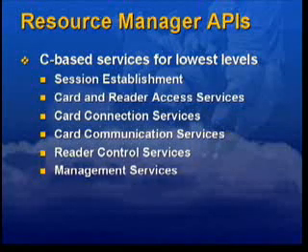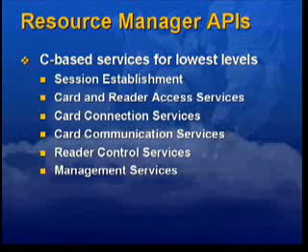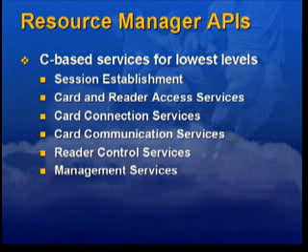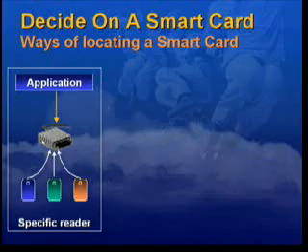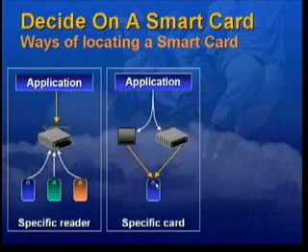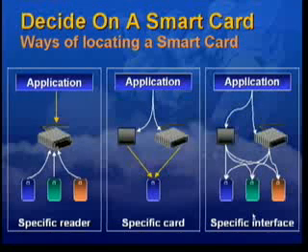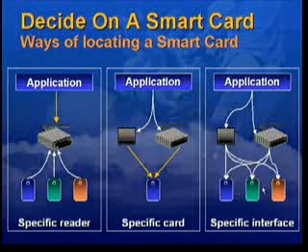And there are many APIs that allow you to do session establishment, connection services, communication services, card and reader access services, and reader control services. They are the same APIs that are available in Windows NT. So there are a few ways of locating smart cards. You can try to find a specific reader, you can try to find a specific card, or you can also look for a specific service provided by a particular card.